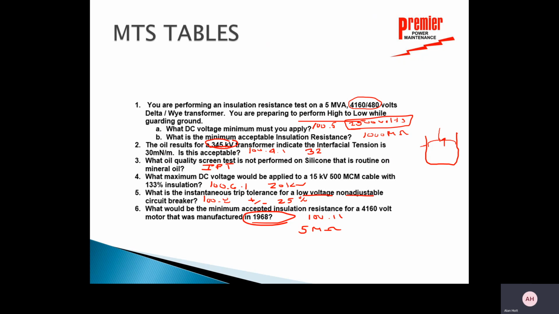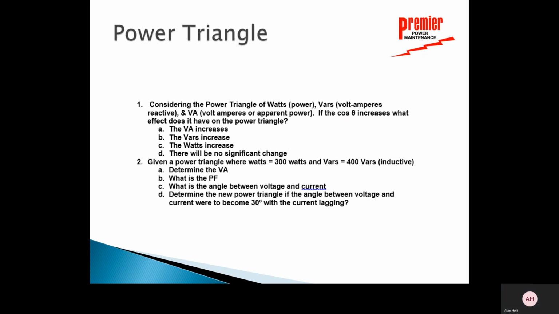All right, let's move on. Talk a little bit about power triangles. So consider the power triangle of watts, which is power, VARs, which is volt-amperes reactive, and volt-amperes. If the cosine increases, what effect does that have on the power triangle? I never did like this question.